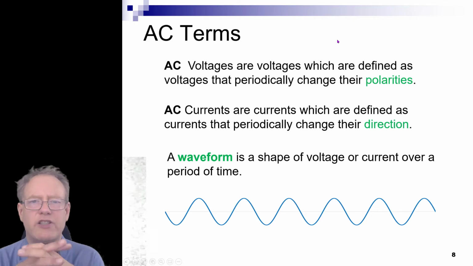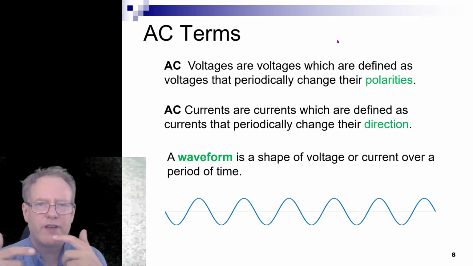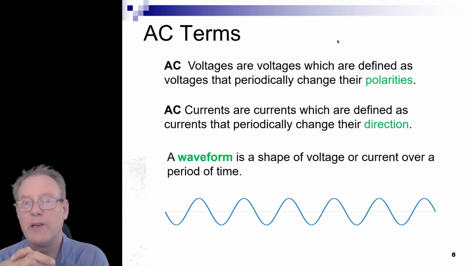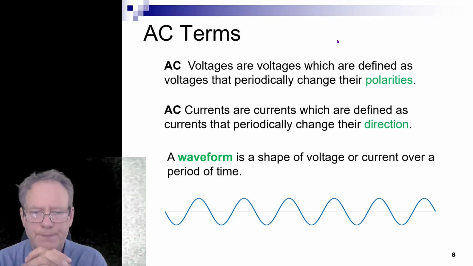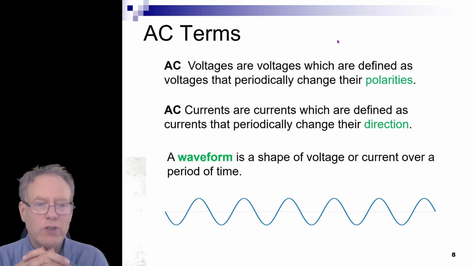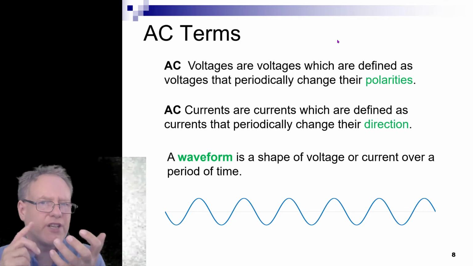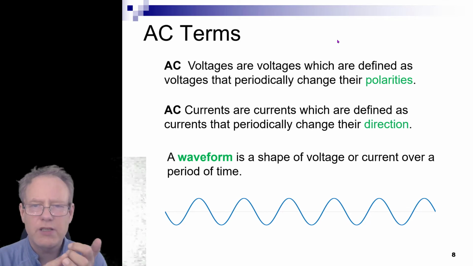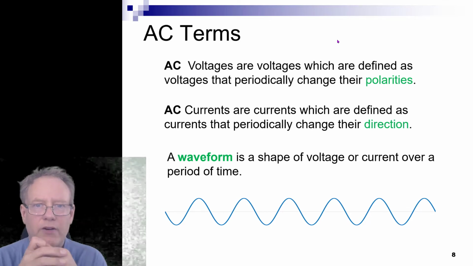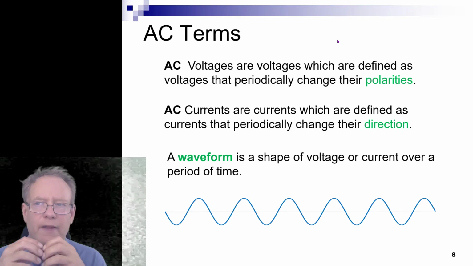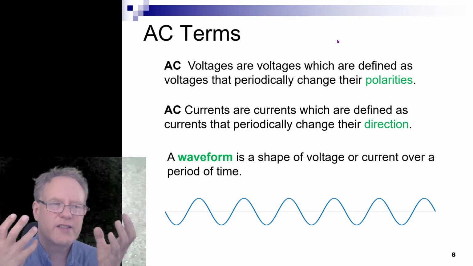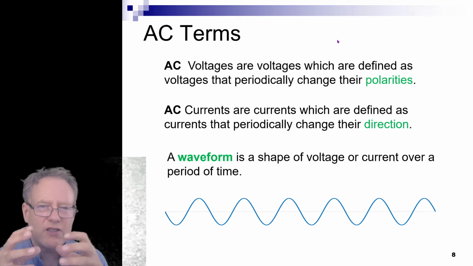So let's talk about AC terms. There are going to be two things here that surprised me a little bit. So let's take a look at this. AC voltages and currents. AC voltages switch their polarity. They change their polarity, so they go from negative to positive. I guess that wasn't so surprising, but this is the whole current thing.